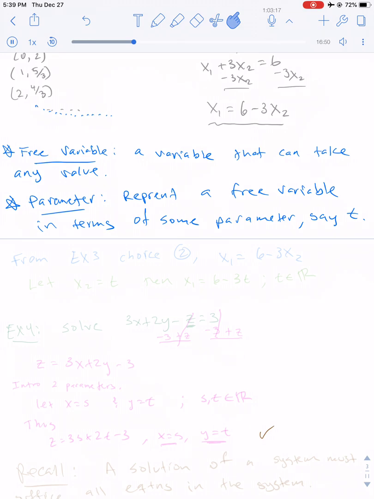So now going back to this example, I'm going to call this example 3. Referring back to example 3, choice 2, we have x1 equals 6 minus 3x2. Let's parameterize it. So now to parameterize it, let x2 equal t. So that means x1 equals 6 minus 3t. And now we have parameterized this equation. Again, we do have to mention that t is any real number. So it can be changing.